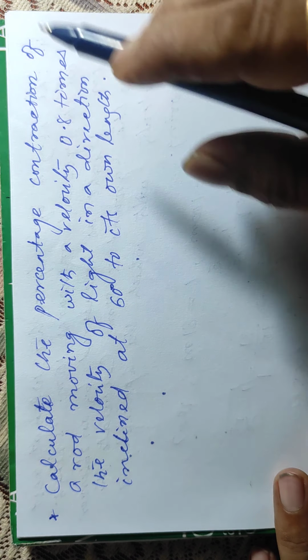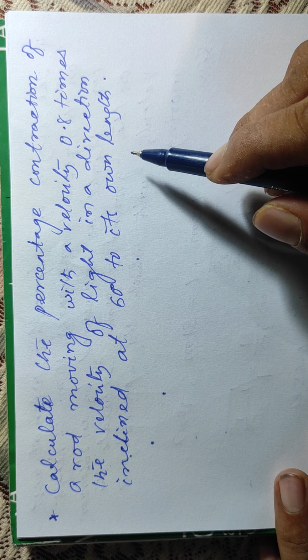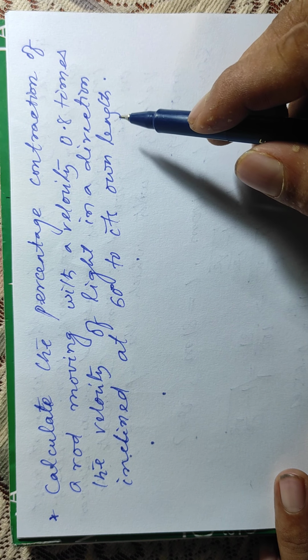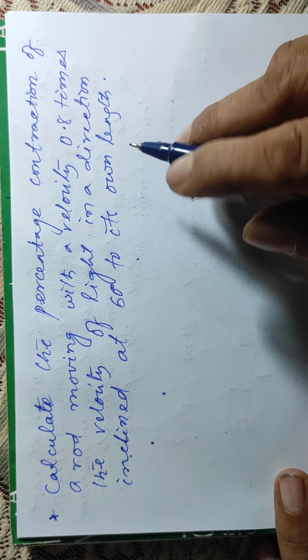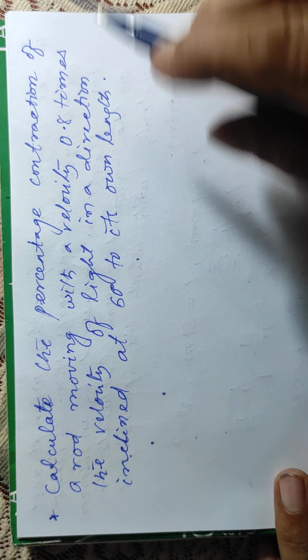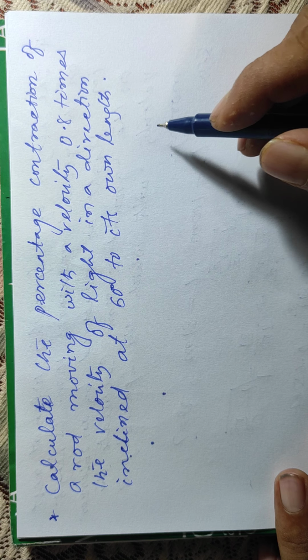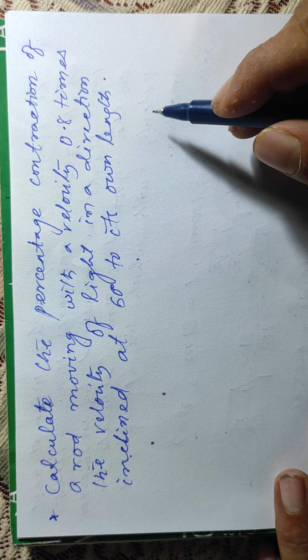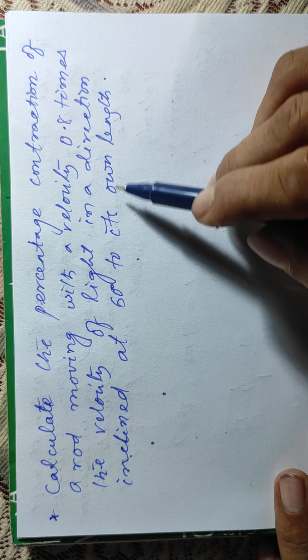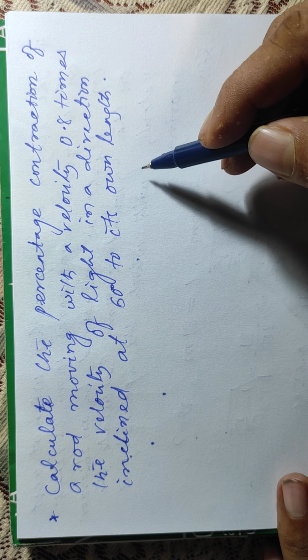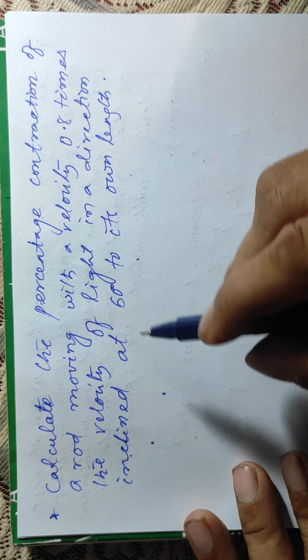That means it is moving not parallel to its length. But the formula which I have given you, or which you have read, it is along the length of the rod. The body moves parallel to the length of the rod, but it is given that it is 60 degree to its own length. Clear? So how to solve this one?